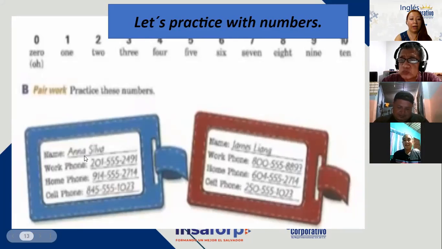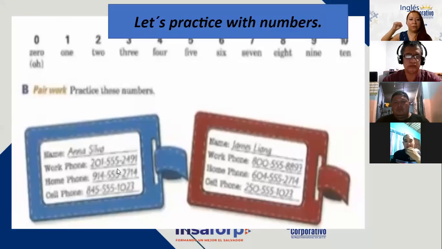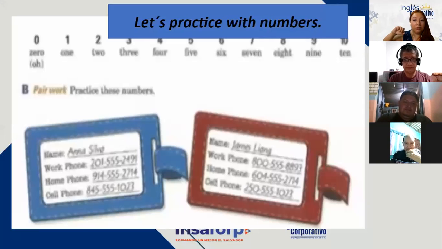So acá tenemos unos números. Tenemos name Ana Silva, dice. Y acá son los números. Okay? So I need one volunteer for the first one. One, two, three, four, five, six. Tenemos seis cantidades. Seis números de teléfono que van a dar. So necesito seis manitas, please.